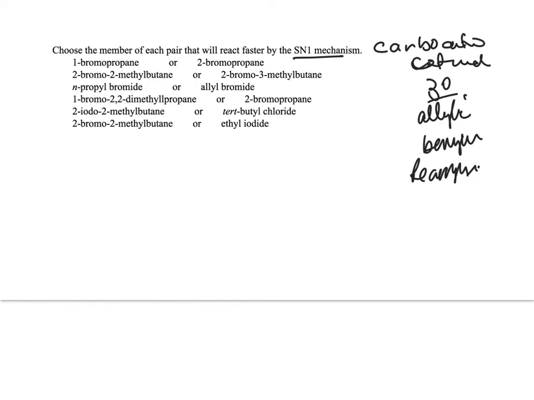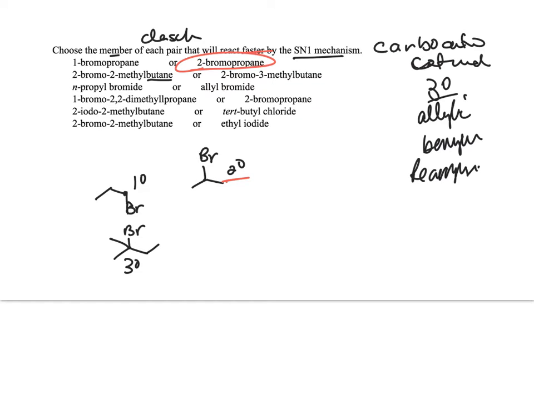So 1-bromopropane. You're looking at a primary, always classify these alkyl halides, versus 2-bromopropane. This is secondary, so 2-bromopropane will be the faster. This is the opposite of the SN2 mechanism. 2-bromo-2-methylbutane, that's a tertiary, versus 2-bromo-3-methylbutane, that's a secondary. So tertiary will be faster for SN1.